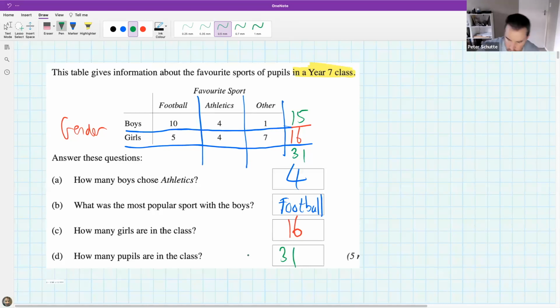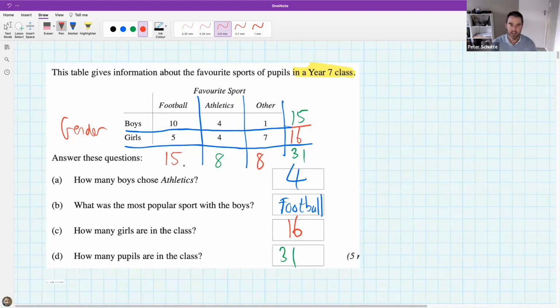And if I said to you, out of the year 7 class that you have information on, how many students' favorite sport is athletics? So how many students' favorite sport is athletics? So I go to my athletics column and I get 8. And you know what? I'm so tempted by these other ones. I'm also just going to fill them in. That's going to be 15.